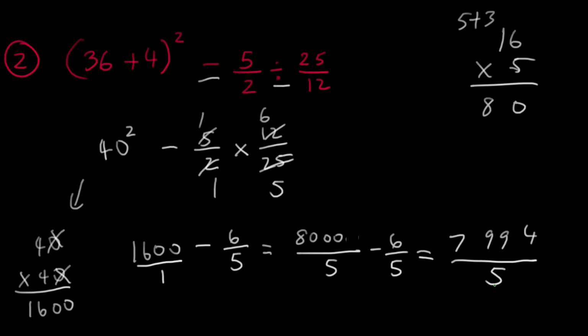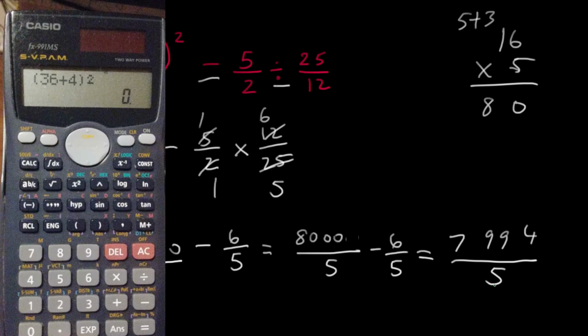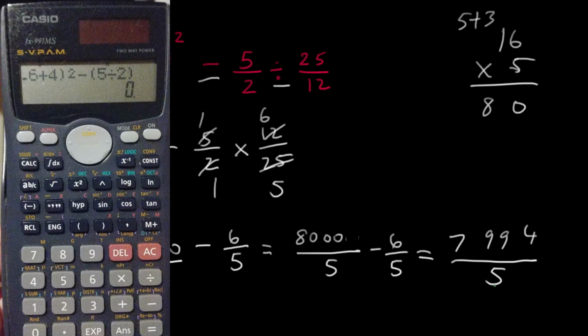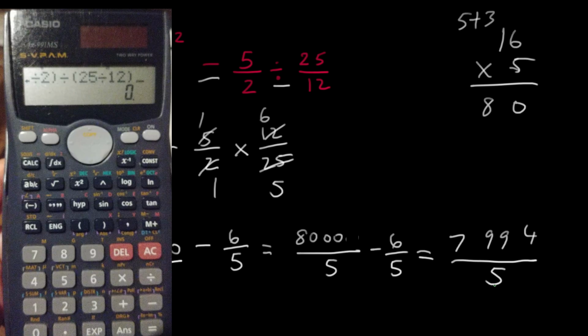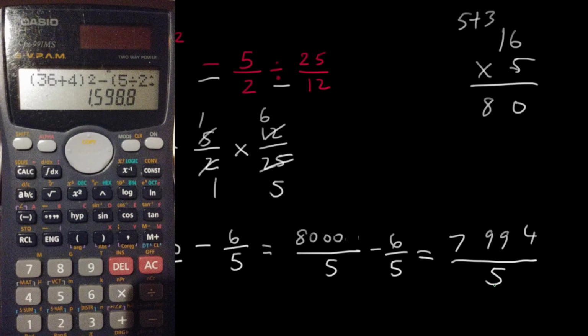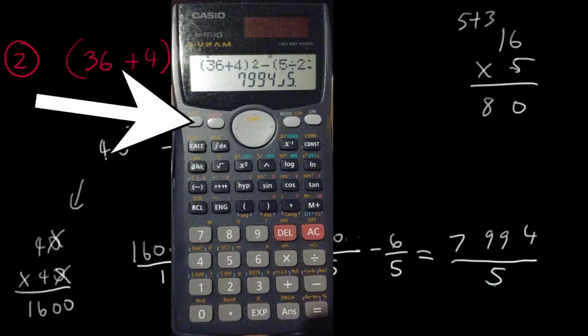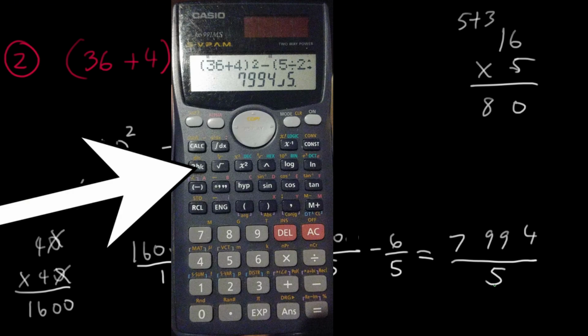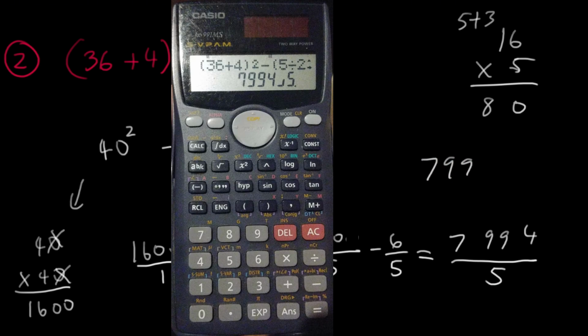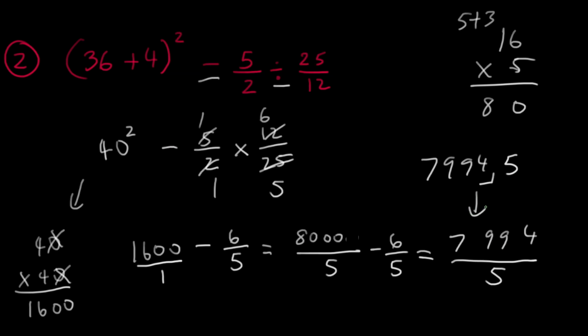7,994 over 5. Now, if you wanted to check your answer using your calculator, you can do bracket 36 plus 4, close bracket, to the power of 2, or click the squared button, then minus, then do bracket 5 divided by 2, close bracket, divided by 25, divided by 12, close bracket, and then press equals, and you would get 1,598.8. Then using the calculator trick I mentioned to reduce fractions, you can click Shift and then DC, and you should get 7,994 over 5, which means the same thing as what we got here.